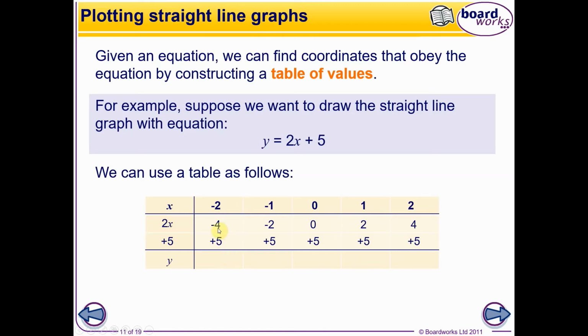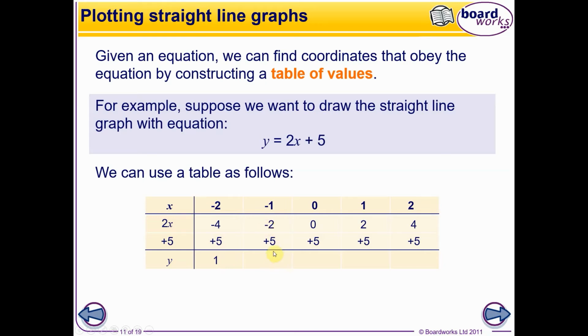So minus 4 plus 5, okay? I repeat, minus 4 plus 5 is 1. So when the value of x is minus 2, y is equal to 1. Okay? The next coordinate, we have minus 2 plus 5.